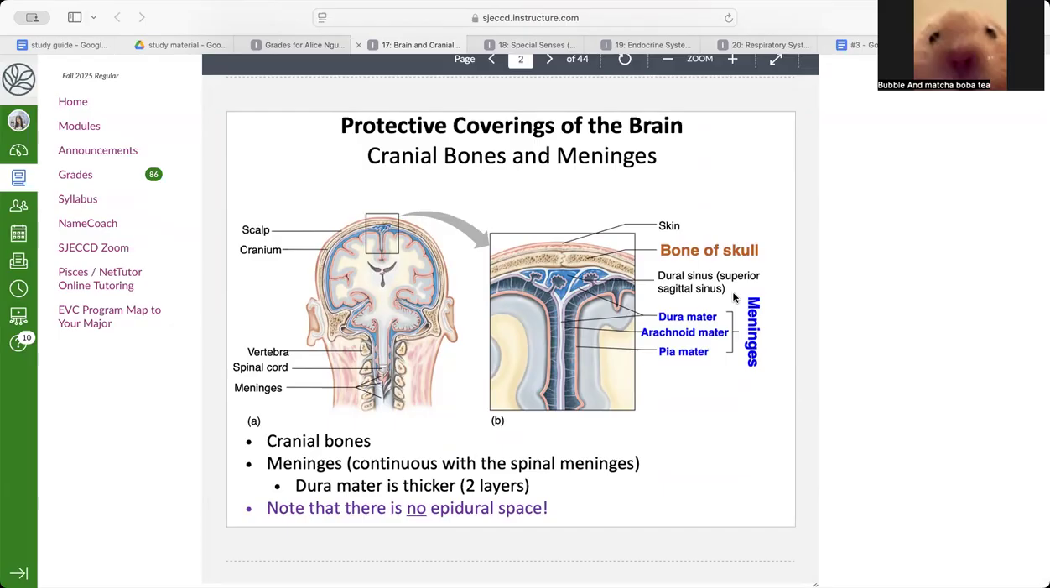It's different than spinal meninges because the dura mater is thicker and made out of two layers, while the arachnoid mater is similar to the spinal meninges, with web-like projections like the spinal cord. The pia mater is the deepest of the three layers. It falls into the dips, the fissures. But in contrast, the spinal cord has epidural space, while there's no epidural space around the brain.